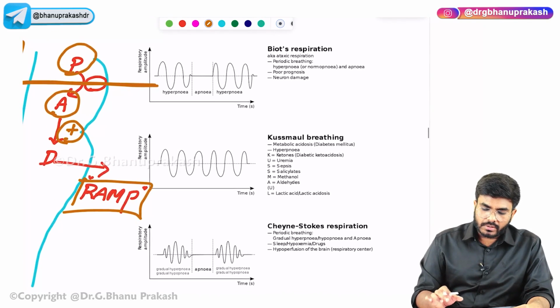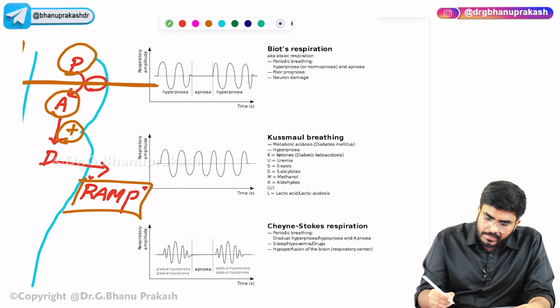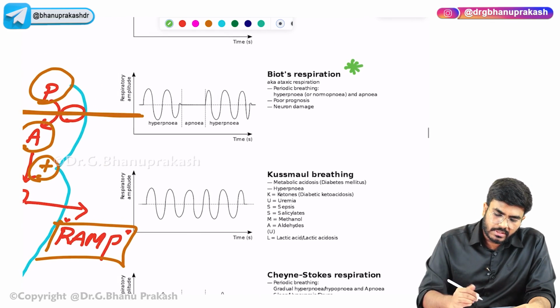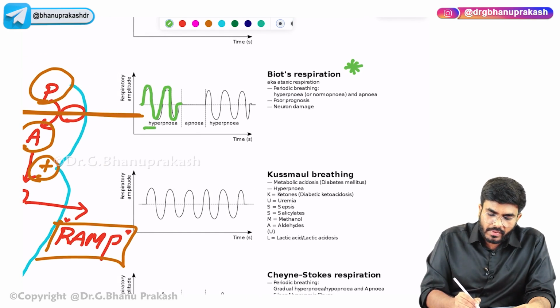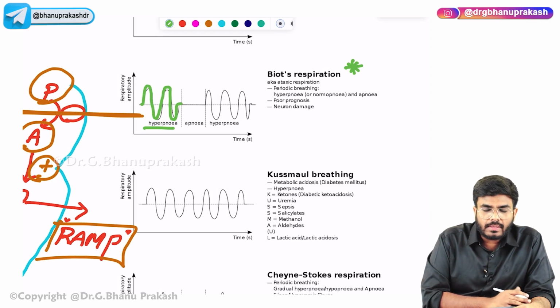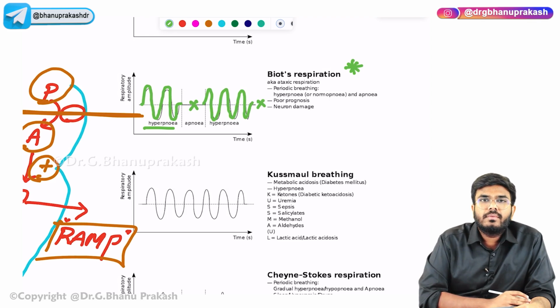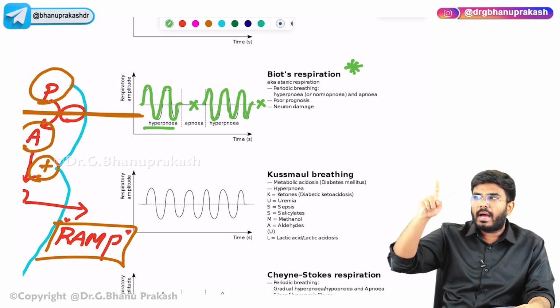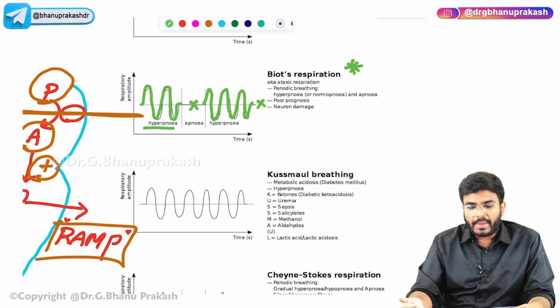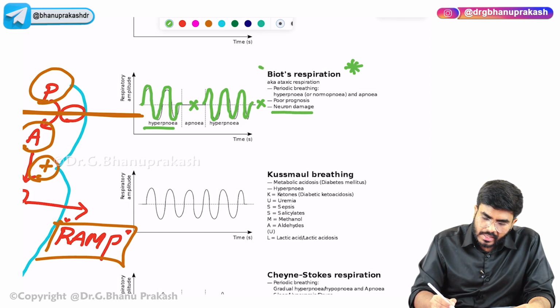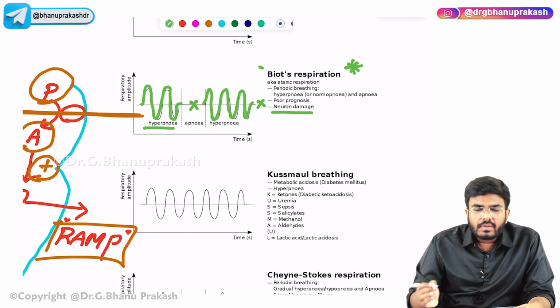Not only this, I want you to know a few more things. There is something called Biot's respiration. So what exactly is Biot's respiration? Look, the patient is having deep inspiration, deep expiration, deep inspiration, deep expiration. So there is a period of hyperapnea, a period of hyperventilation, and then there is no breathing. And again the patient has hyperapnea, deep inspiration, deep expiration, and again there is no breathing, a period of apnea. So hyperapnea, apnea, hyperapnea, apnea. Such a respiratory pattern is called Biot's breathing, and it is seen in damage to the central nervous system. This is the point which I want you to know.